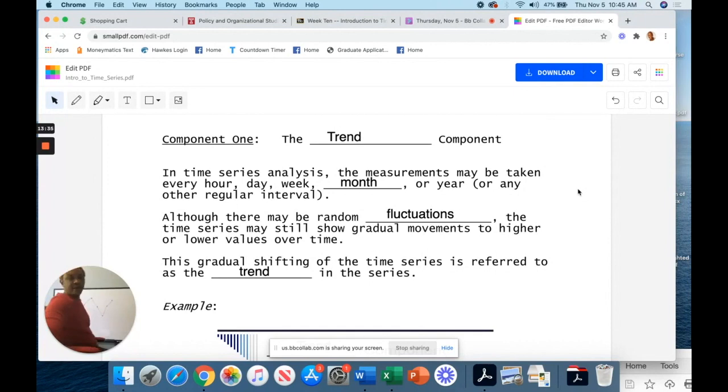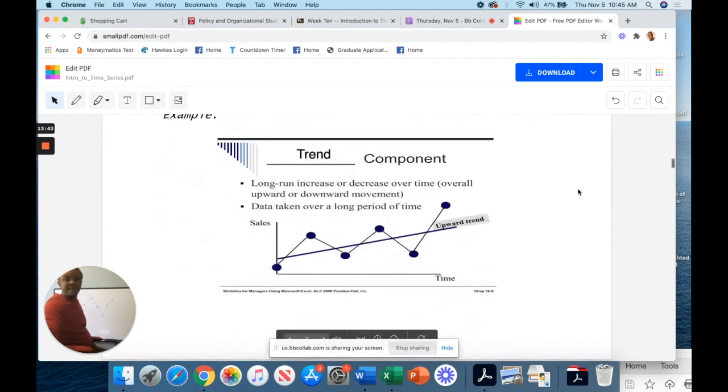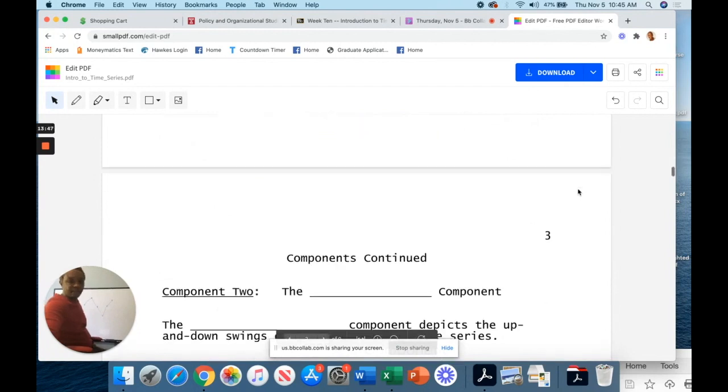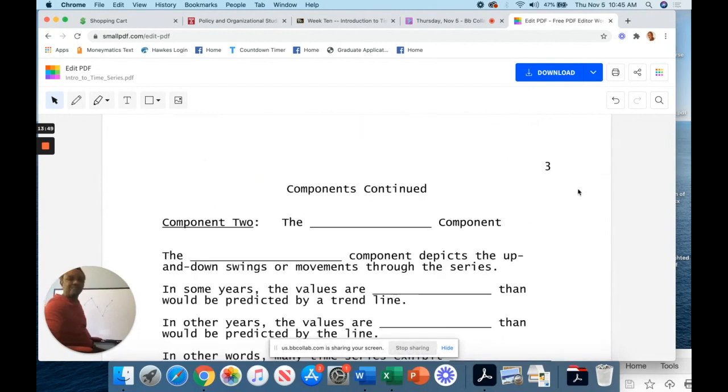That's component 1. The second component, the trend component, is basically asking you whether it is upward, downward, or none at all. You can fill these in later if you don't have them. The next component we need to look at is called cyclical. If you want, all of this corresponds to chapter 12 now, page 494. I think I put the pages in the chat box.